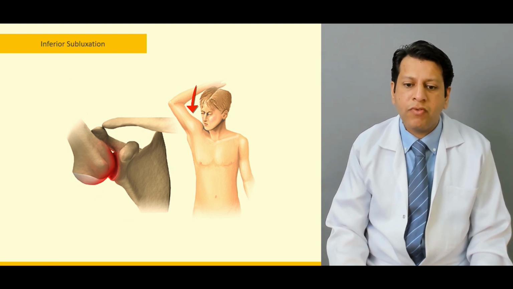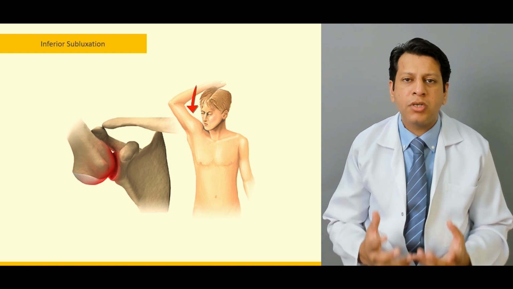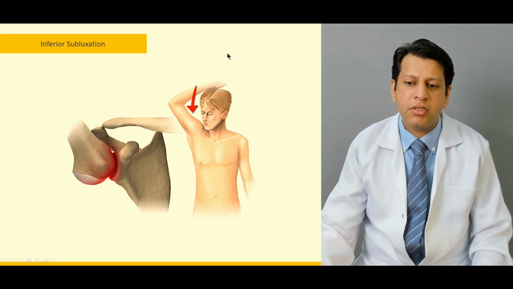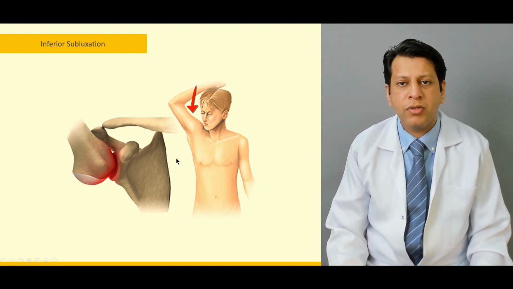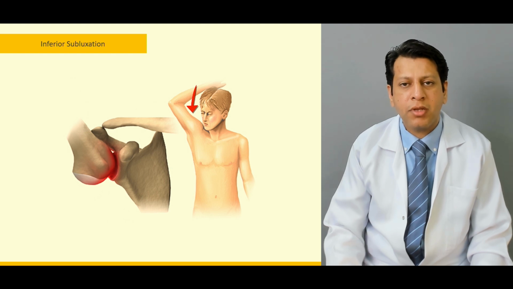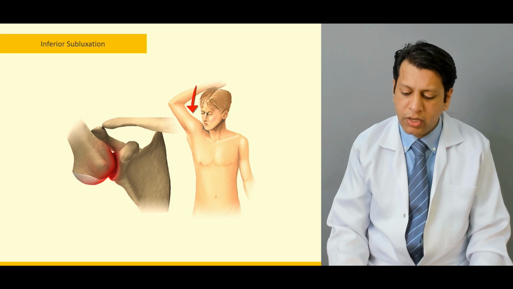That is why inferior dislocation is highly rare, or inferior subluxation as well. And the classical presentation is that the patient comes in this direction, because the head is down, it cannot bring the arm in. So usually, first and foremost, the patient is keeping the arm above the head, and when you try to bring it back, it's actually quite painful.